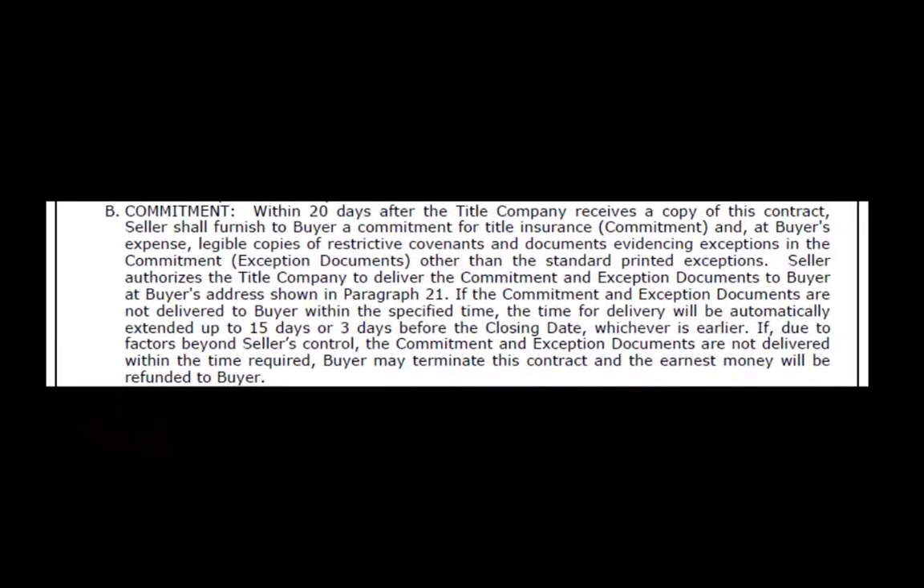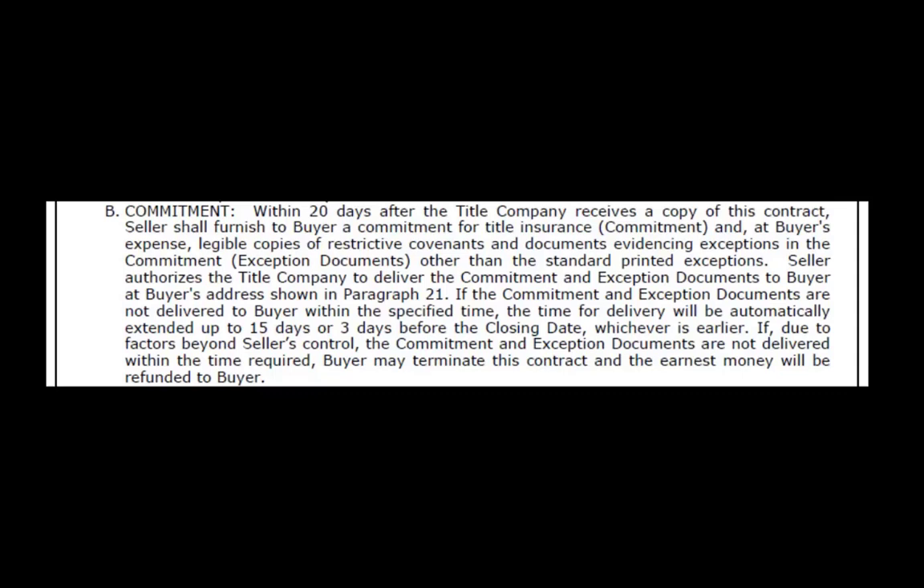All right, section B here is the commitment. What this really is, is the title insurance company's commitment to insure the title under certain conditions. Since they can't actually provide the insurance until they get paid, the insurance doesn't kick in until closing, but this is their commitment to insure it.